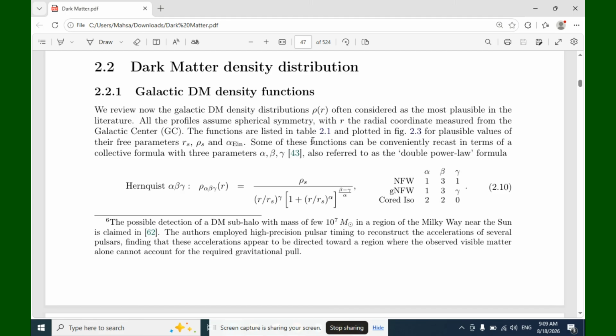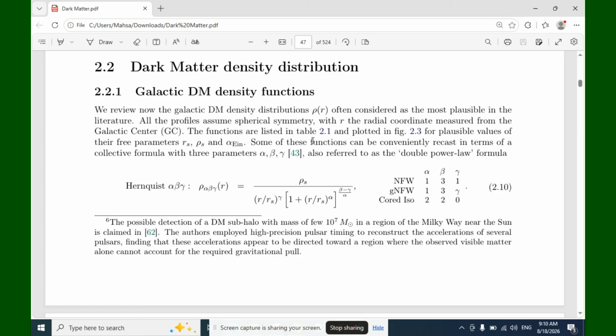And we have a match with the NFW, where alpha is 1, beta is 3, and gamma is 1. For the GNFW, alpha is 1, beta is 3, and gamma is free. And for the cored isothermal, alpha is 2, beta is 2, and gamma is 0.